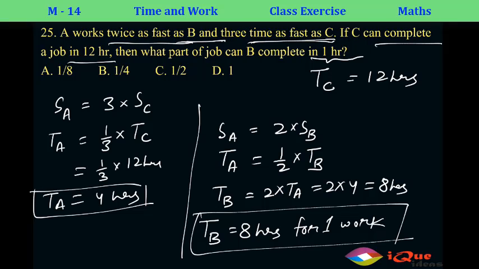So in 1 hour, how much work can B do? B can do 1 by 8 work in 1 hour. Alright. So the full work can be done in 8 hours. That means in 1 hour, we can do 1/8 of the work. That means option A is the correct answer. Alright. Now let's go to the next question.